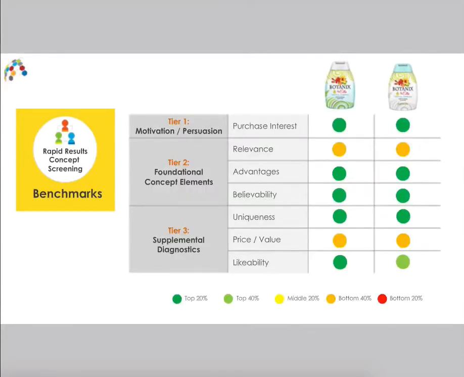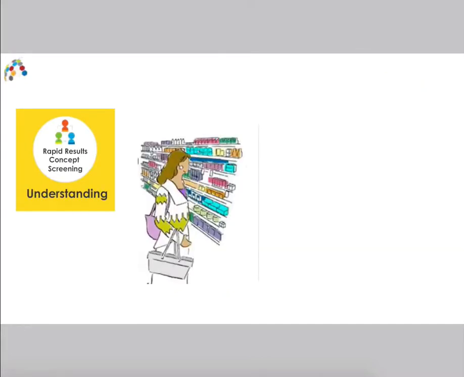But importantly, we want to layer on the context. So this is what we would call the traffic lights, where we take the ideas and we compare them to a database. And what we can see here is that these ideas score relatively well on purchase interest and likability, in fact, in the top and second quintiles relative to the database. But we have some issues with relevance and price value. So we need to understand a little bit more about that in order to strengthen these ideas.